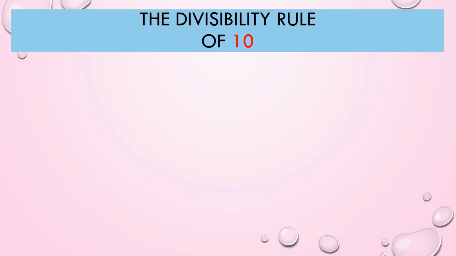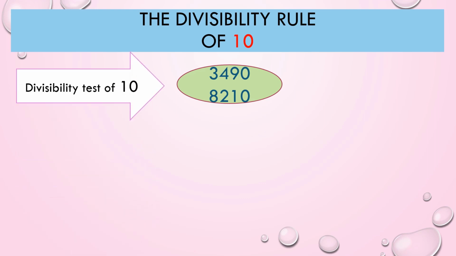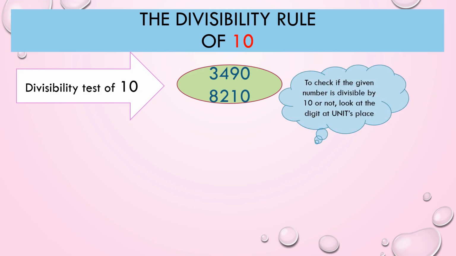Okay, the last one, the divisibility rule of 10. जिस तरह से 10 खुद है ना, एंड पे 0, इसका रूल भी कुछ इसी टाइप का है. We have two numbers over here, 3490, 8210. Now let's check the divisibility of 10 with these two numbers. To check if the given number is divisible by 10 or not, look at the digit at the units place. जो आखिर में digit है उसके ऊपर गौर कीजिए. In 3490, it's 0 at the units place.